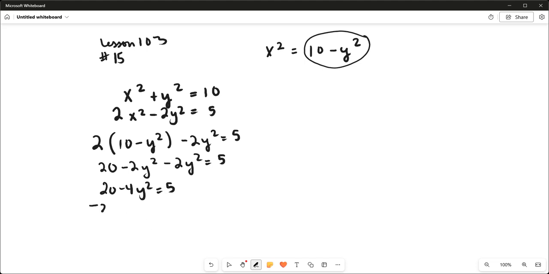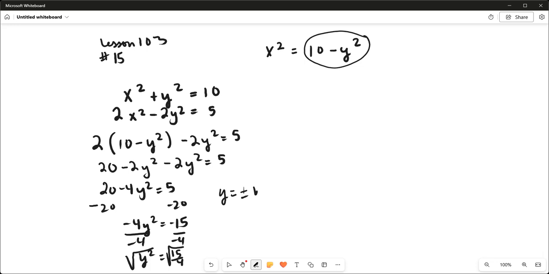I'm going to solve for y. So I'm going to have y squared is equal to a positive 15 over 4. I take the square root. And whenever you take the square root, you can have a positive and a negative answer. So it's going to be y equals plus or minus the square root of 15 over 2, because the square root of 4 is 2. All right, so that's my y answer. So there's going to be 4 answers for this.